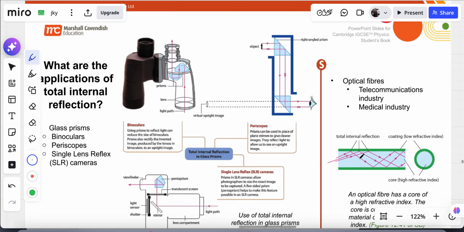Okay, one application of total internal reflection is in telecommunication, used as optical fiber in telecommunication and the medical industry. Another application of it is in the periscope.